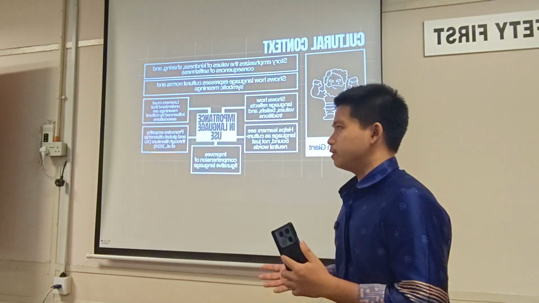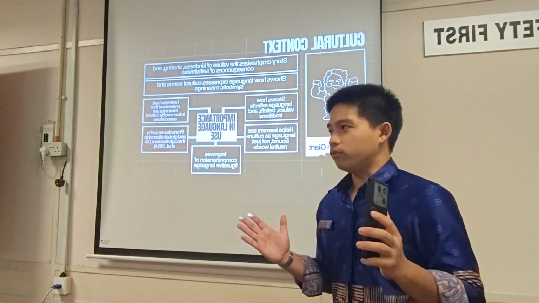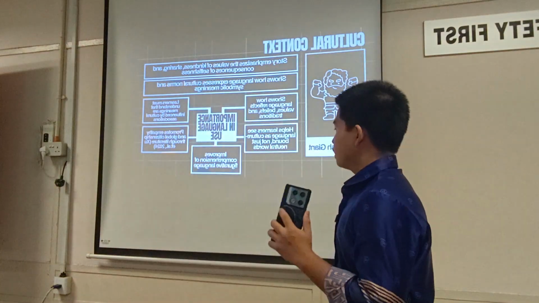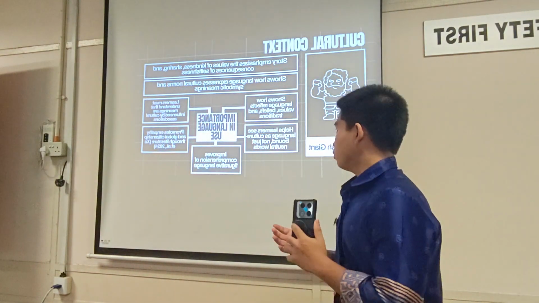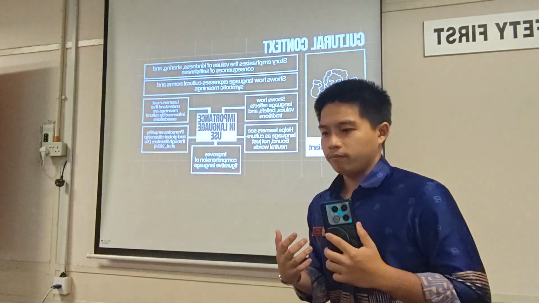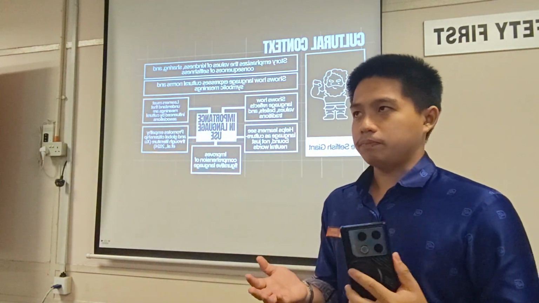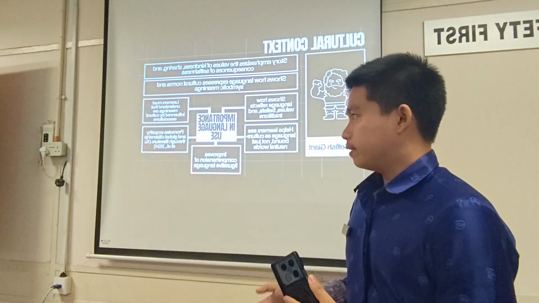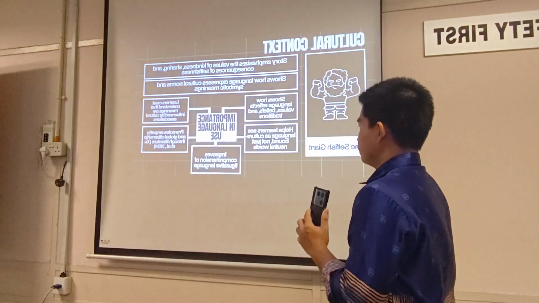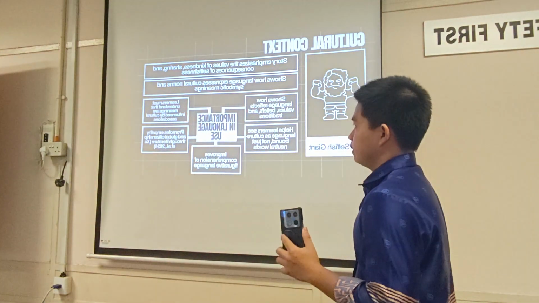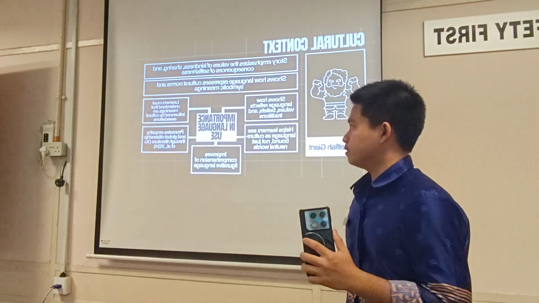We cannot simply remove them from each other, because culture reflects on how we speak. For example, Malaysians might speak a lot more politely compared to people in the West. So the next one is, learners must understand that meanings are influenced by cultural associations.